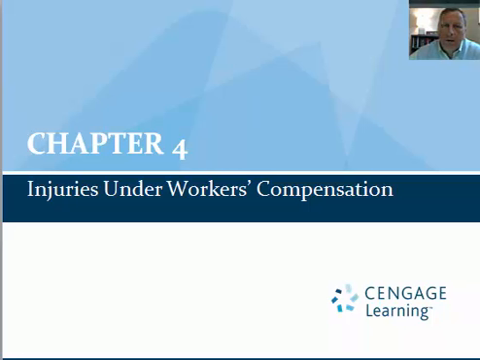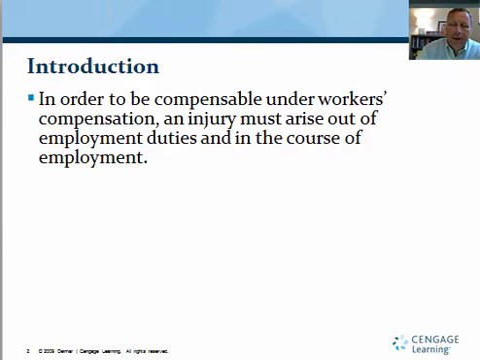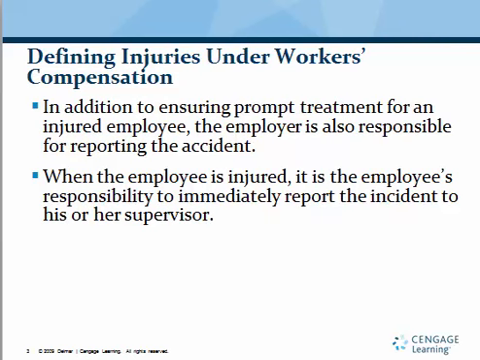So let's jump in and start talking about the bulk of Chapter 4. So in this chapter, we'll focus on what qualifies as a job-related injury, and we'll also examine the related issue of reporting injuries. In order to be compensable under workers' compensation statutes, an injury must arise out of employment duties and be in the course of employment. So we're going to examine these terms in detail, and we're also going to discuss some exceptions or some things that would take it out of the course of employment.